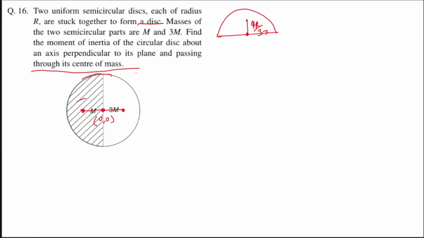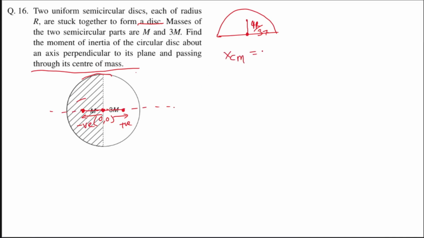So there are two masses m and 3m, and their center of masses are at a distance of 4r by 3 pi and minus 4r by 3 pi, क्योंकि अगर आपने इसको origin माना है, then one direction will act as positive direction, another direction will act as negative direction. ठीक है? So चलो center of mass निकालते हैं. Let's say this is the x axis we are taking. So what will be the value of xcm?